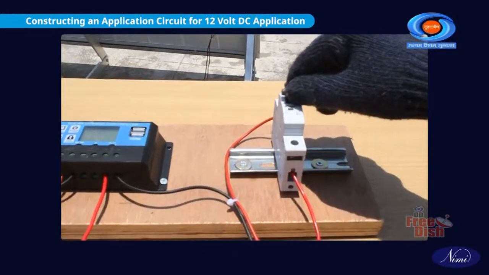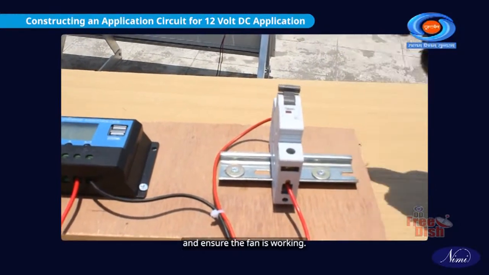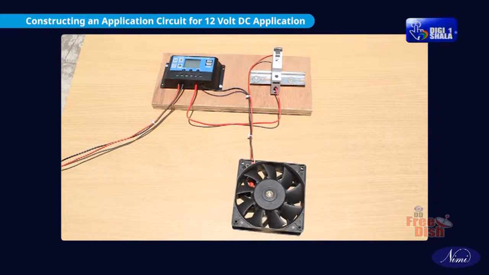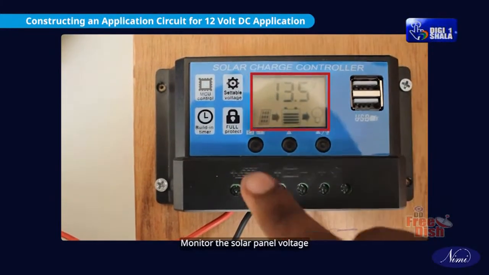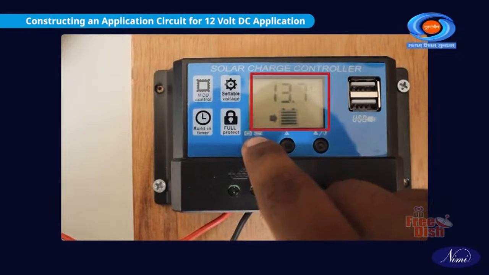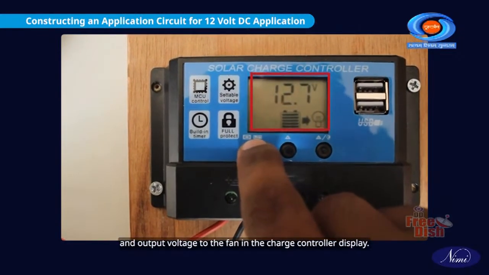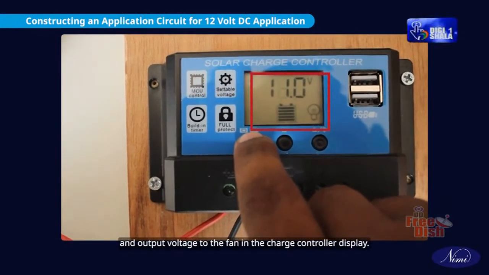Switch on the breaker and ensure the fan is working. Monitor the solar panel voltage and output voltage to the fan in the charge controller display.